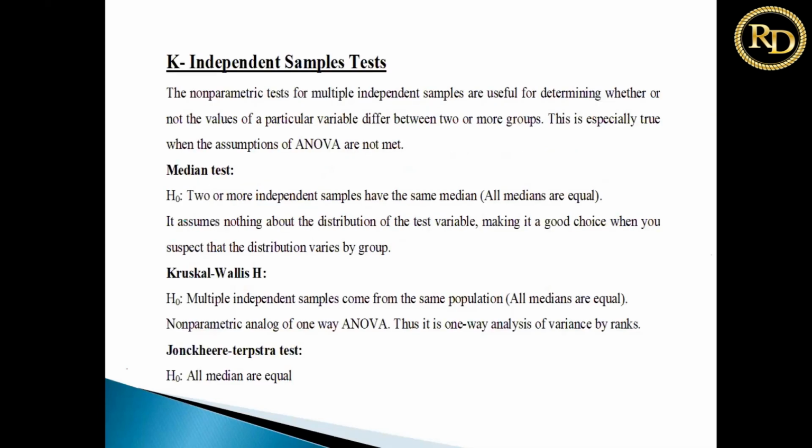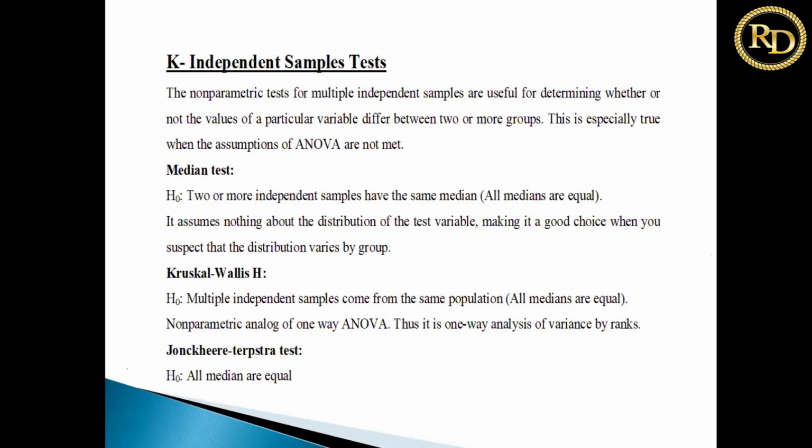Now we come to the K independent sample test. This is the test equivalent to the one-way ANOVA. So non-parametric tests for multiple independent samples are useful for determining whether or not the values of a particular variable differ between two or more groups. It means we are just checking the equality of medians for all the groups.